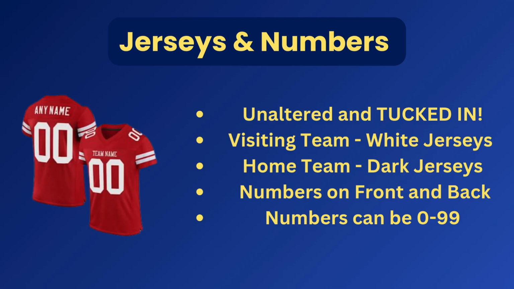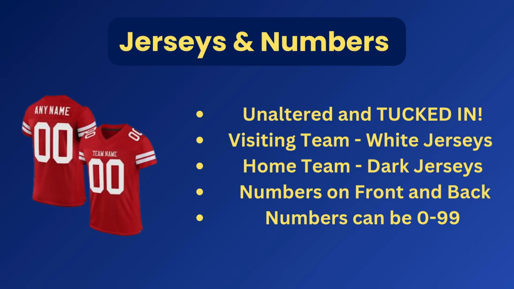Now, getting into specifics. So, jerseys and numbers. The jerseys do need to have numbers on the front and the back. It could be numbered 0 through 99. And they should be unaltered and tucked in. They must be tucked into the pants, right? We need to have the belts on top of the shorts and jerseys because the entire belt can be pulled off. All right. So you can't just have the jersey underneath the flag belt, it needs to be tucked into the pants.